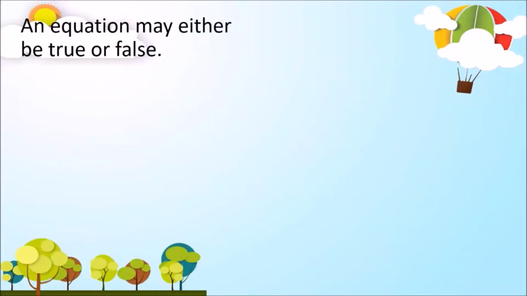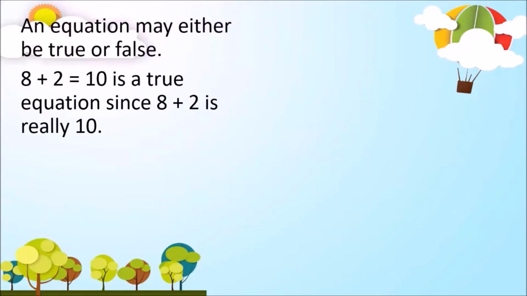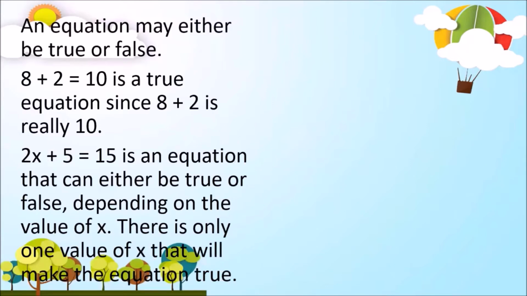An equation may either be true or false. For example, 8 plus 2 is equal to 10 is a true equation since 8 plus 2 is really 10. And 2x plus 5 equals 15 is another example of an equation that can be either true or false depending on the value of x. There is only one value of x that will make the equation true.